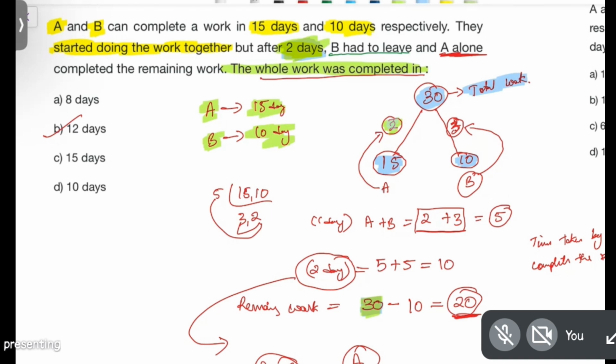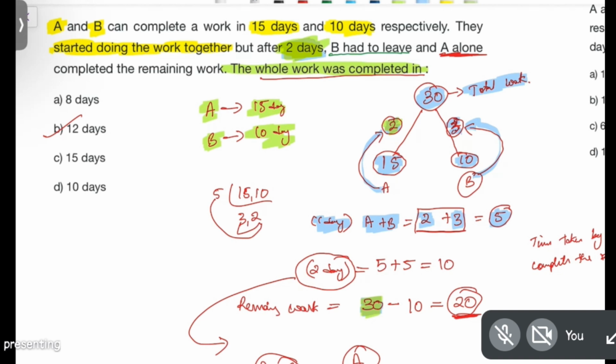So now, A, 15 into how much is 30? 15 into 2, which means A is doing 2 pieces of work in a day. And 10 times how much is 30? 10 times 3. That means B is doing 3 pieces of work in a day. If A and B work together, in one day A is doing 2 pieces of work and B is doing 3 pieces of work. Together, they are doing 5 pieces of work in a day.